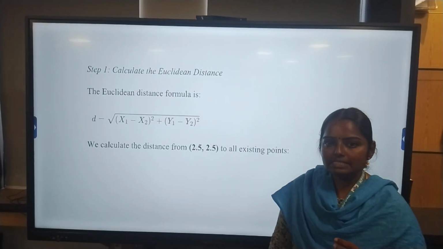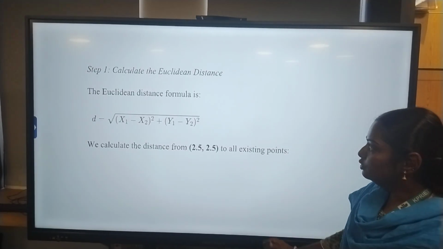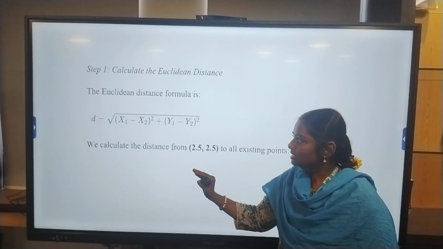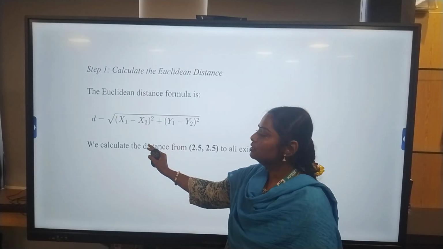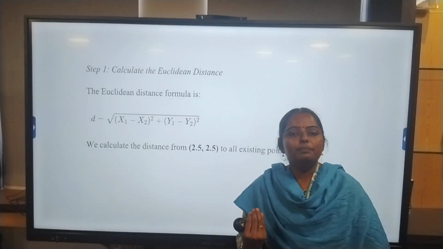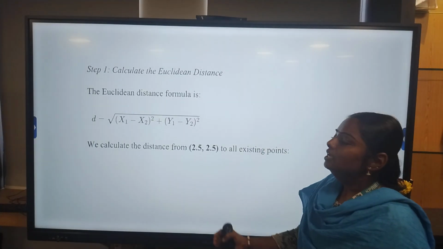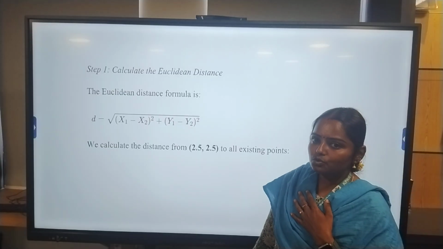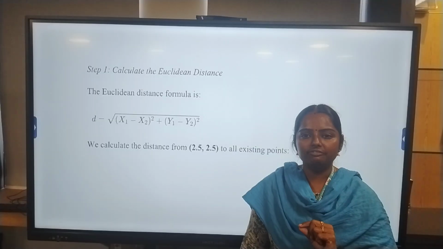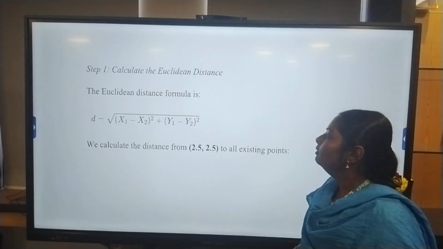My first step is to calculate the Euclidean distance between the points. This is the formula for finding the Euclidean distance between data points: the distance is the square root of x1 minus x2 the whole square plus y1 minus y2 the whole square, a pretty well-known formula for finding the distance between two data points. I am supposed to calculate the distance of this new point, 2.5 comma 2.5, with all other data points. We will see that step by step now.